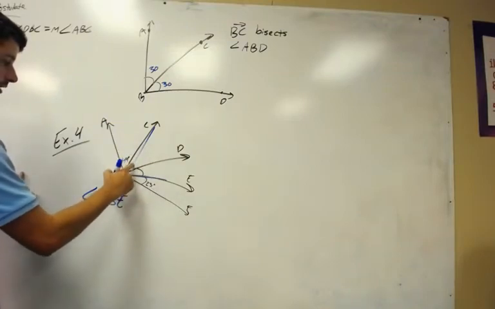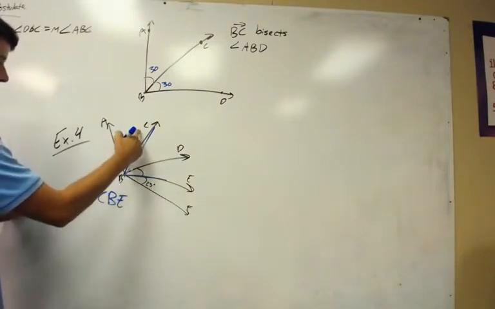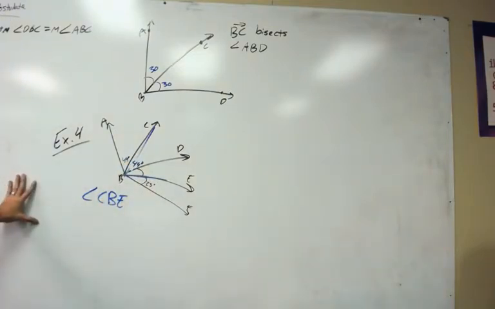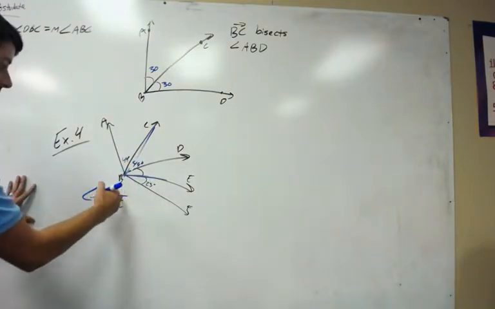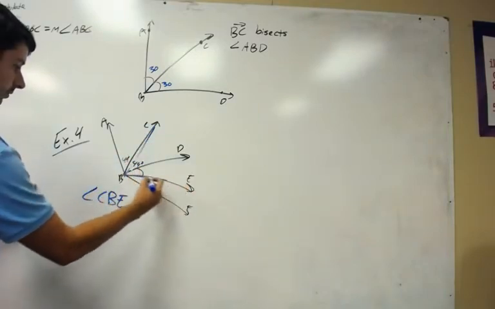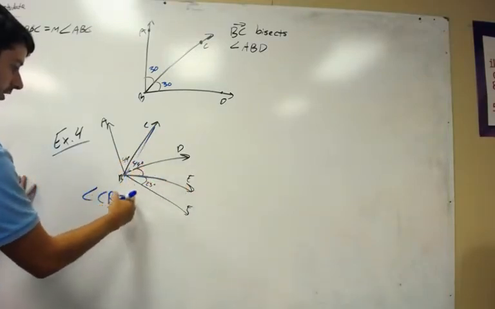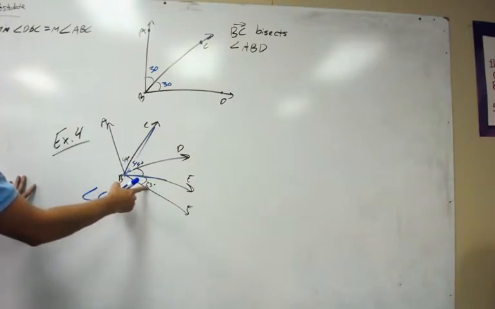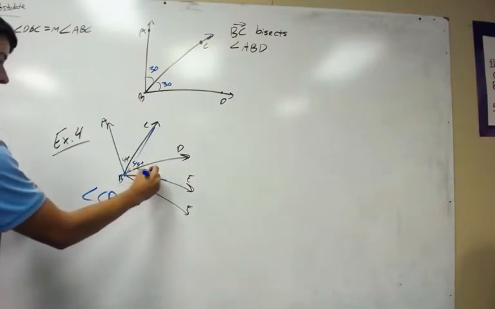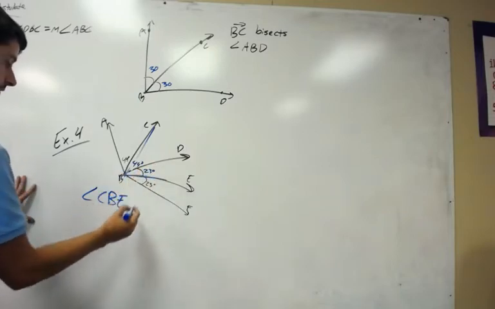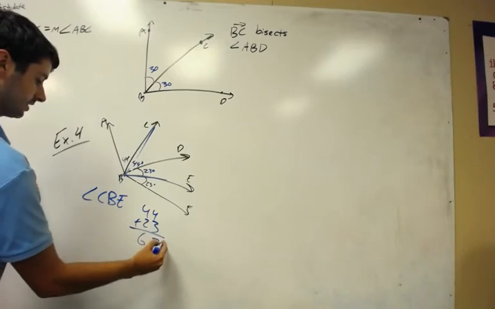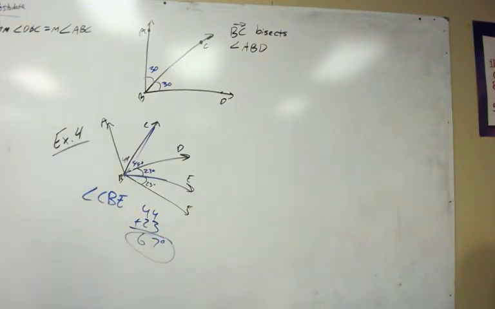So therefore, we know ABC is 44. So this angle is also 44. So we know part of angle CBE, what we're looking for here, 44. Now it gives this tick mark, which means it's congruent to this angle. So this one's 23, so therefore that one's 23. So you just add 44 and 23. 44 plus 23 is 67 degrees, an acute angle. And that's all that is in lesson 3.